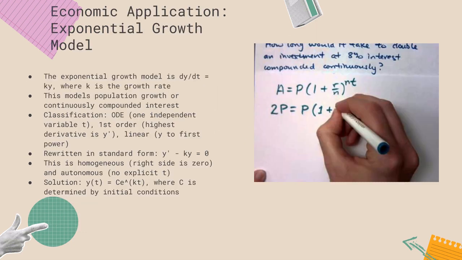The exponential growth model, dy/dt equals k times y, is a common economic application. Its classification is ODE, first order, linear, homogeneous, and autonomous. The solution shows continuous exponential growth or decay determined by the initial conditions.